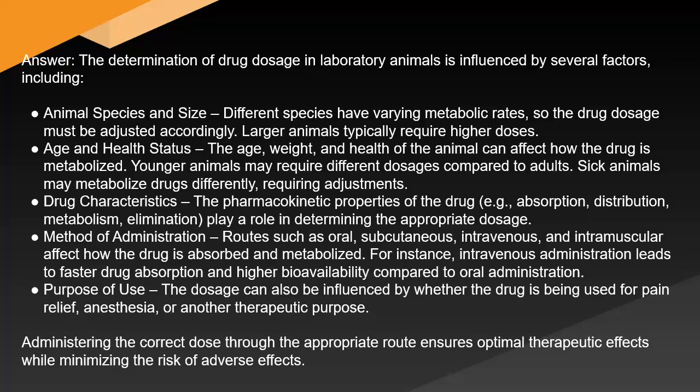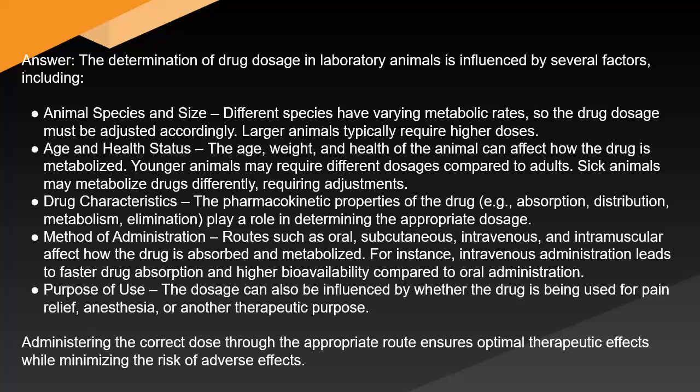Age and health status. The age, weight, and health of the animal can affect how the drug is metabolized. Younger animals may require different dosages compared to adults. Sick animals may metabolize drugs differently, requiring adjustments. Drug characteristics. The pharmacokinetic properties of the drug, e.g., absorption, distribution, metabolism, elimination, play a role in determining the appropriate dosage.